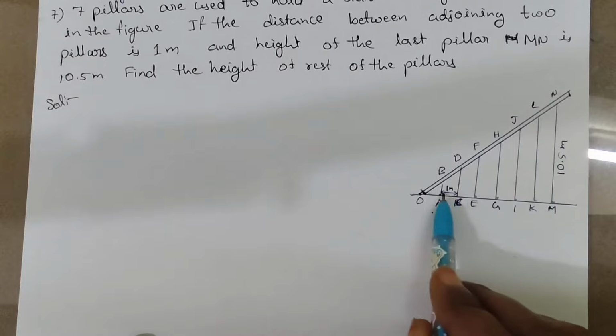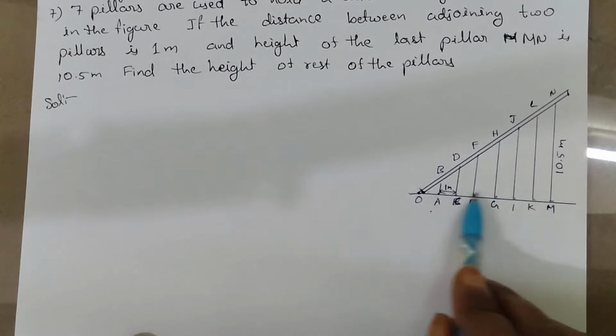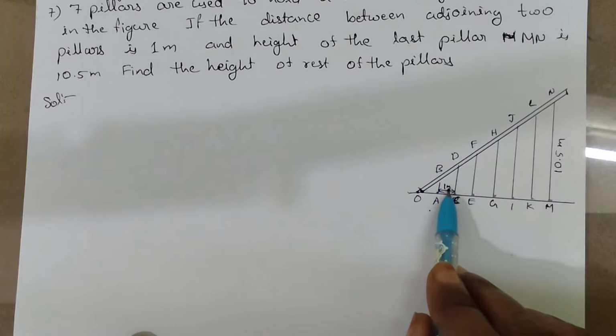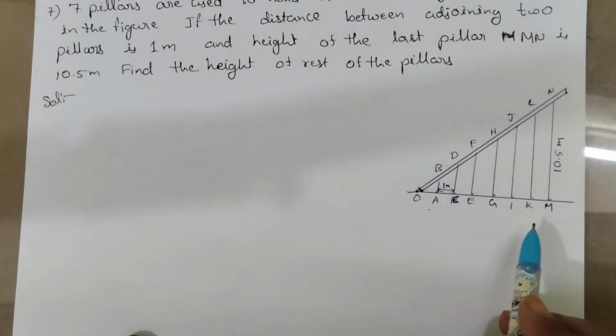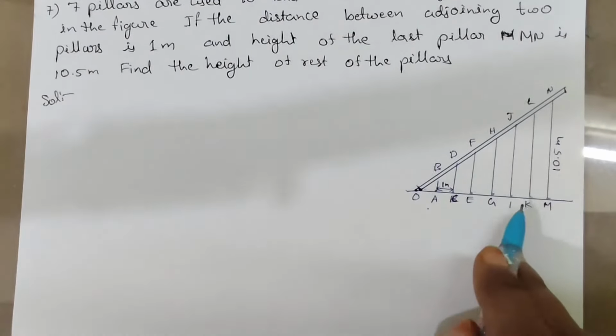Here any two pillars' distance is 1 meter. So here a total of 7 parts are there, each 1 meter, so the total is 7 meters. Now we find the remaining pillars.